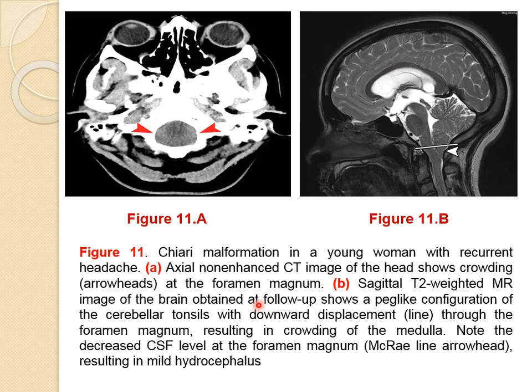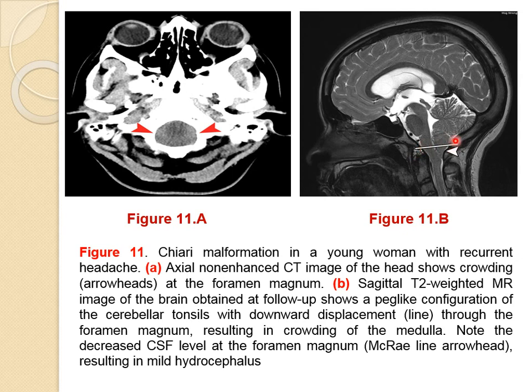This image shows a Chiari malformation in a young man with recurrent headache. In the image we see crowding of the foramen magnum. On the coronal image we see that the cerebellar tonsil is herniated inside the foramen magnum. This is the foramen magnum, with a peg-like configuration, and you see the cerebellar tonsil below the level of the McRae line of the foramen magnum.